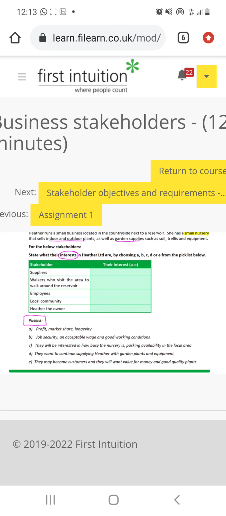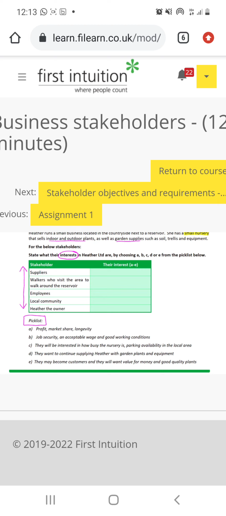So let's look at the pick list. A, profit, market share, and longevity. B, job security, an acceptable wage, and good working conditions. C, they'll be interested in how busy the nursery is, parking availability, and the local area. D, continuity of supply. And E, they may become customers and will want value for money and quality plants. So we need to match these to the stakeholders listed down the page in the box.